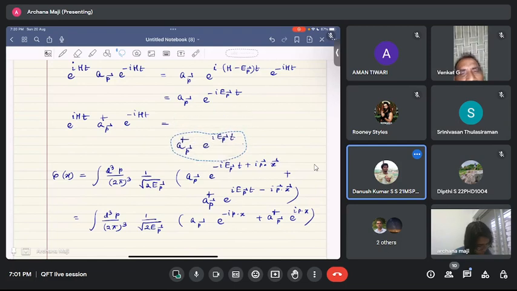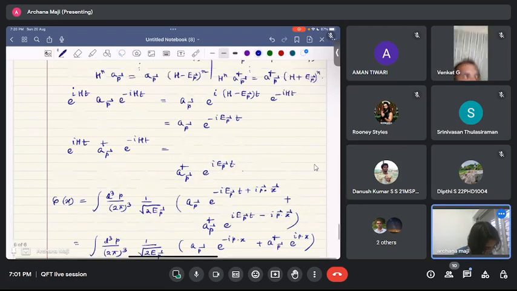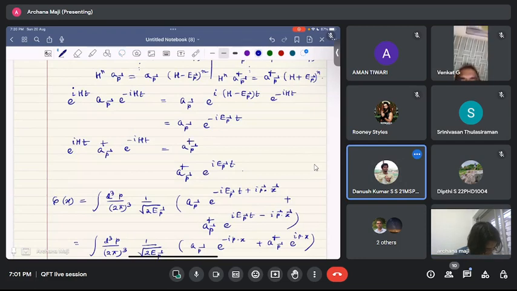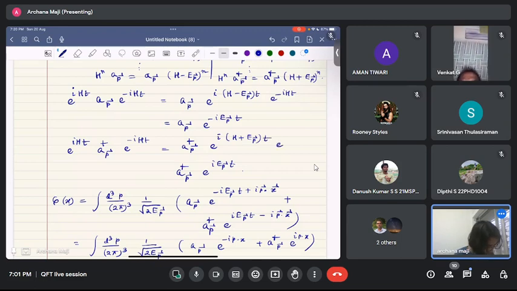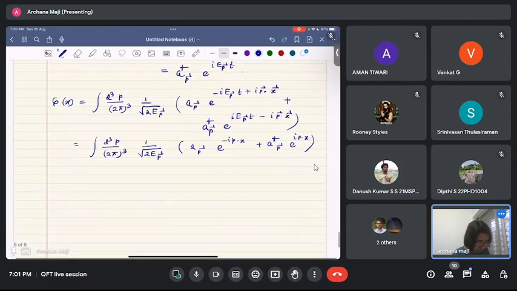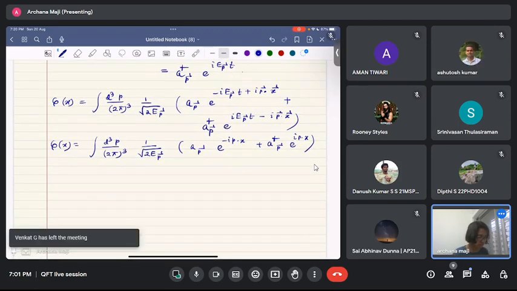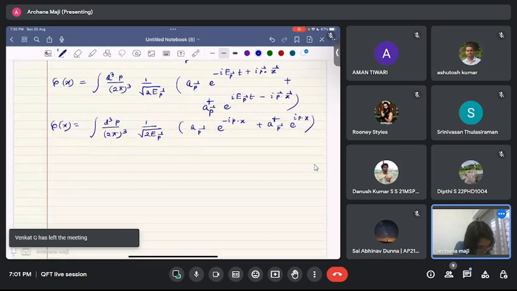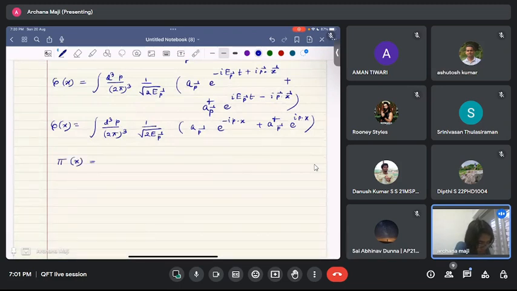Let's write just one more step. This is a_p dagger (H plus E_p), that is equal to this. Okay. So therefore pi of x is nothing but phi dot of x.